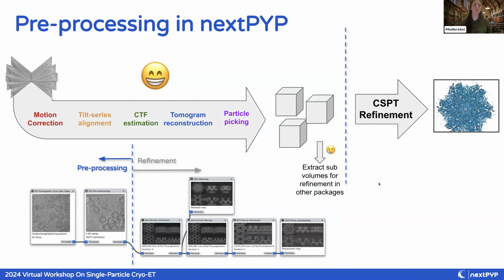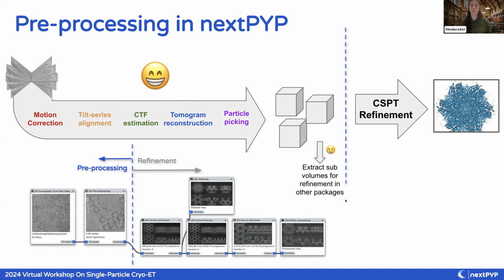So in summary, we talked about pre-processing in nextPYP, and we're happy now because we can do it in an automated fashion and without having to navigate in and out of a bunch of things. So again, we can take our tilt series and do motion correction, tilt series alignment, CTF estimation, tomogram reconstruction, and particle picking all in our one pre-processing super block here.